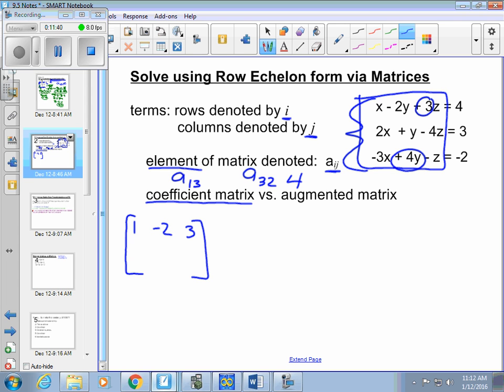In the second row, I have a coefficient of 2, positive 1. I'm going to have to write the positive that's there, so we'll just put 1 in its place. And then negative 4. And then negative 3, 4, and negative 1. That's what's considered your coefficient matrix. It just takes all your coefficients and puts them into a matrix together.